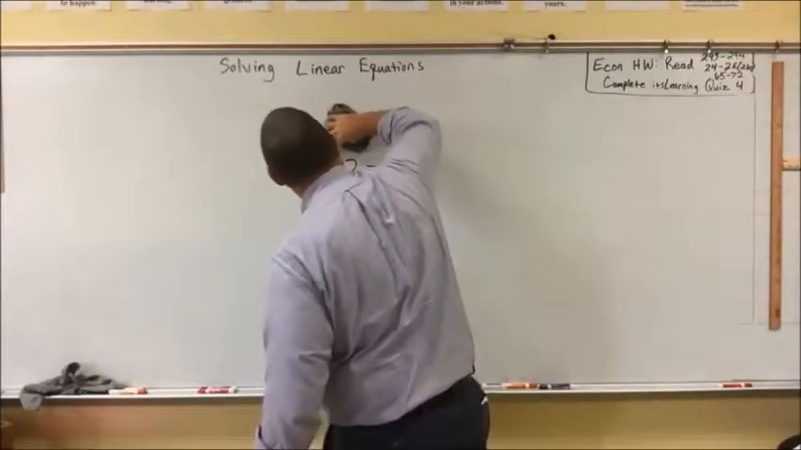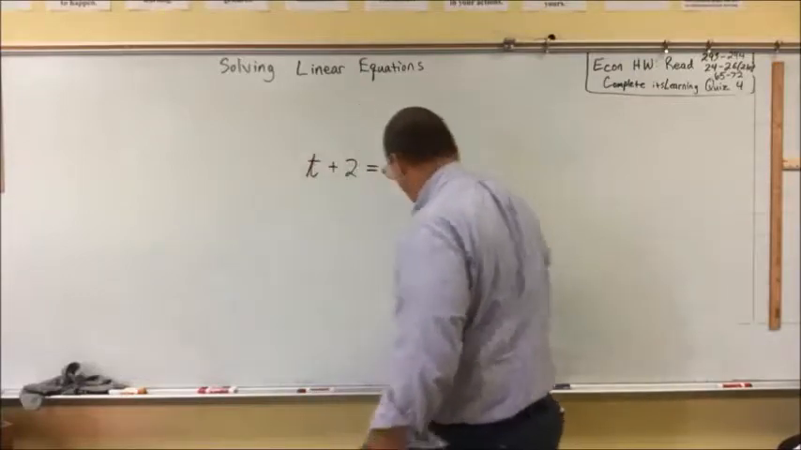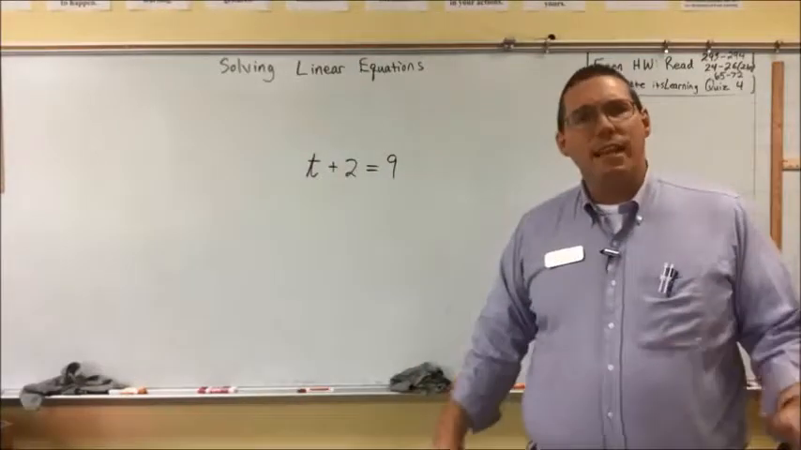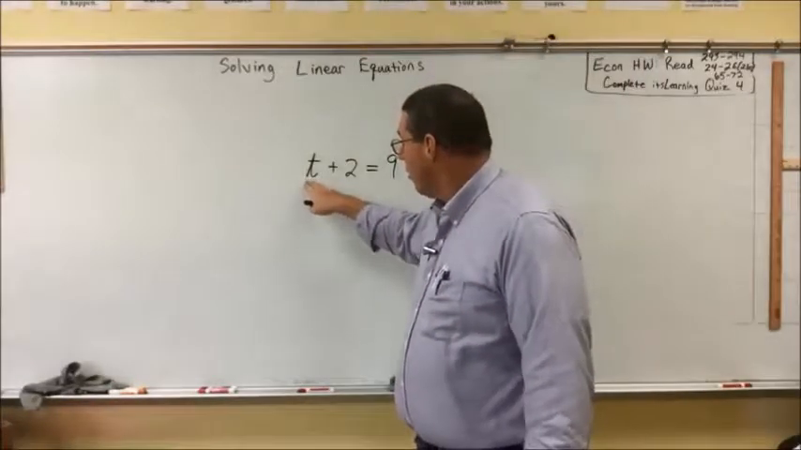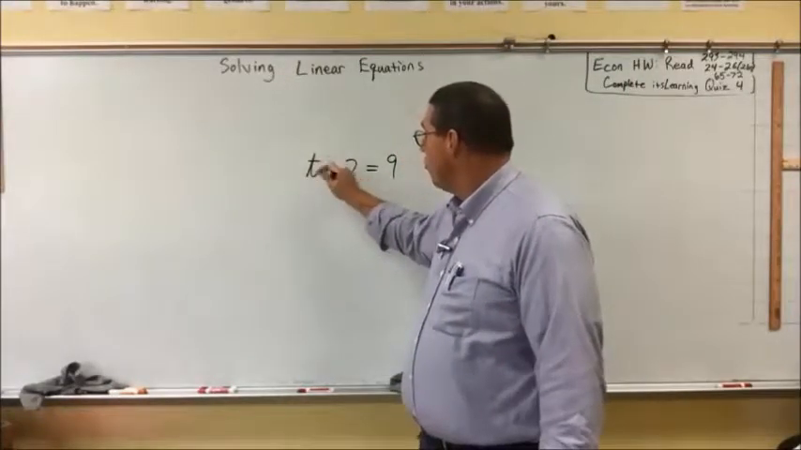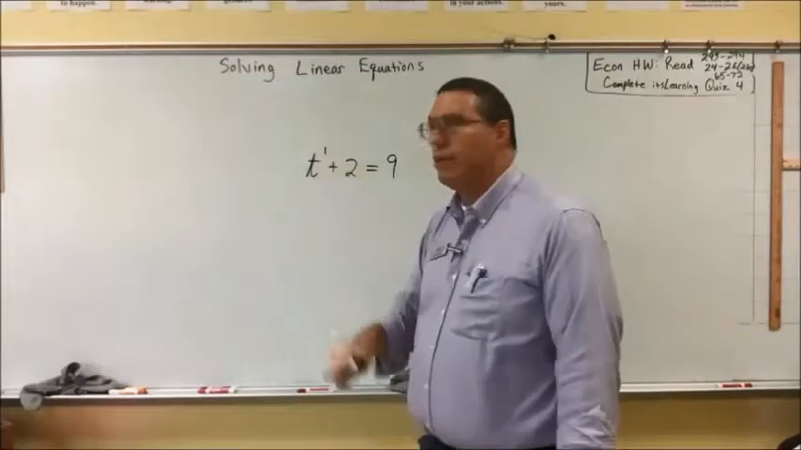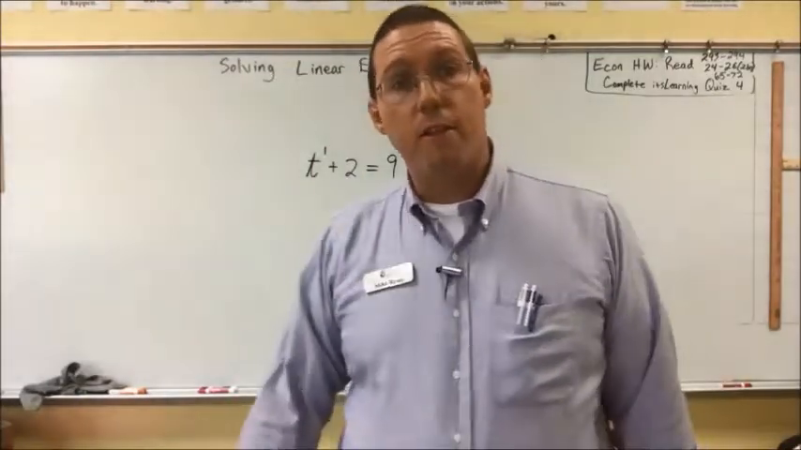Well, why is this a linear equation? We know it's an equation. Why is it linear? It's linear because the variable in the equation is to the first power. This is t to the first power. It's not t to the second power.